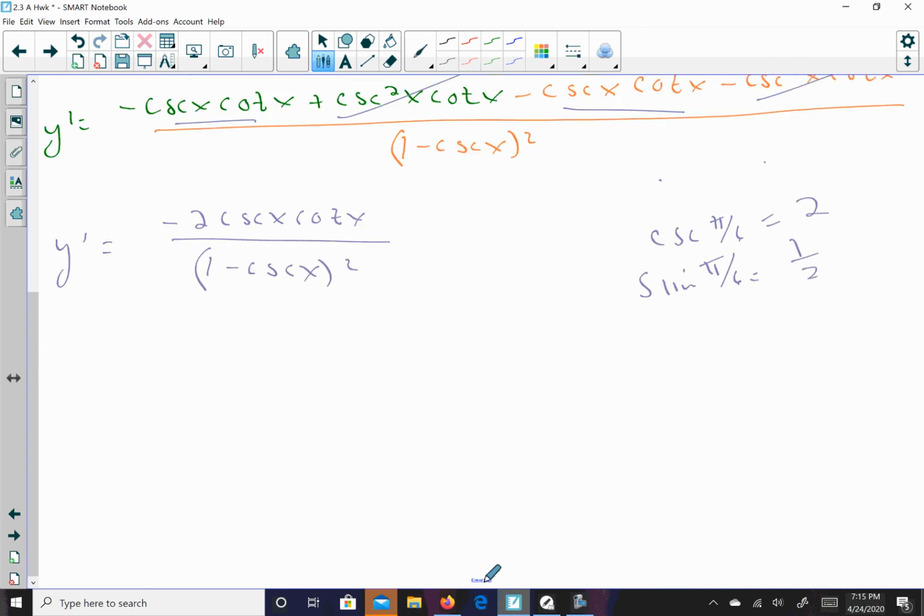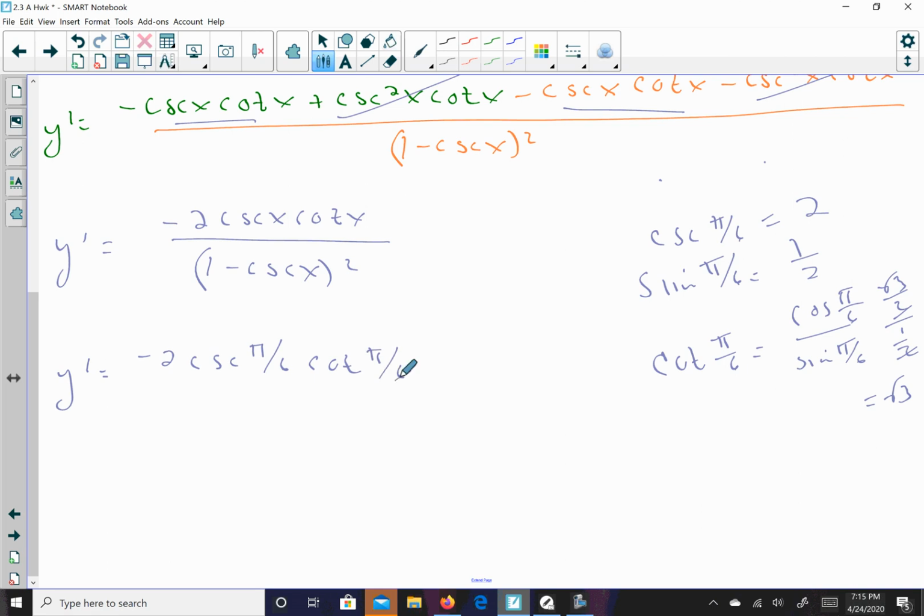And the cotangent of pi over 6 is equal to cosine of pi over 6 over the sine of pi over 6. So this will be the square root of 3 over 2, and this is 1/2. The 2's will simplify, and that's the square root of 3. So what I'm doing here is taking negative 2 times the cosecant of pi over 6 times the cotangent of pi over 6, all over 1 minus the cosecant of pi over 6, that whole quantity squared.